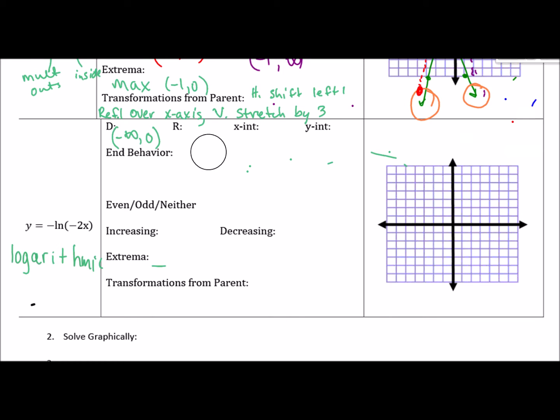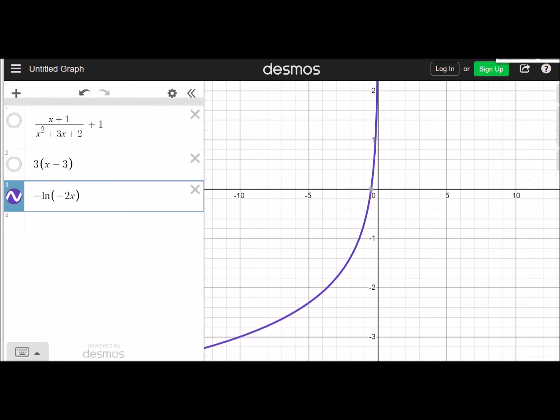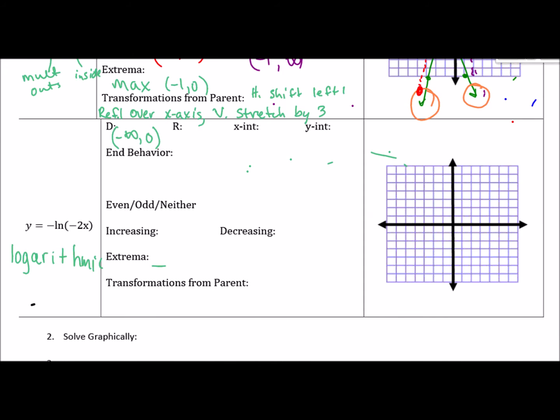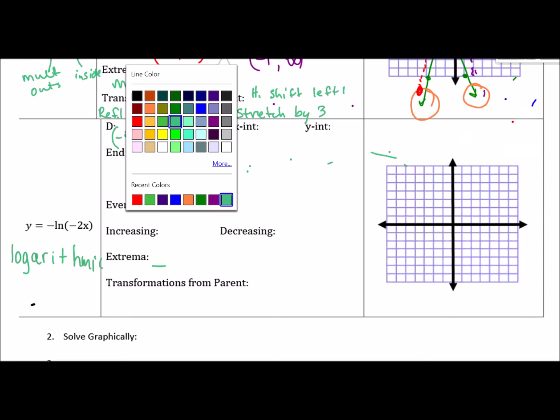Okay, the range, if you look at how far it goes down, well, it goes on forever. How far does it go up? It goes on forever. So our range is -infinity to infinity.